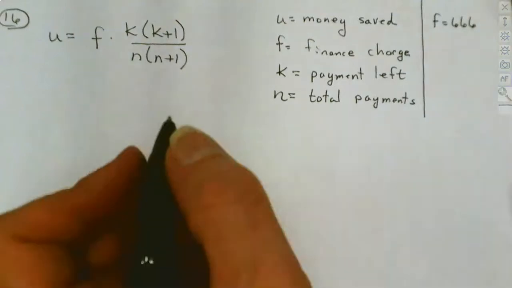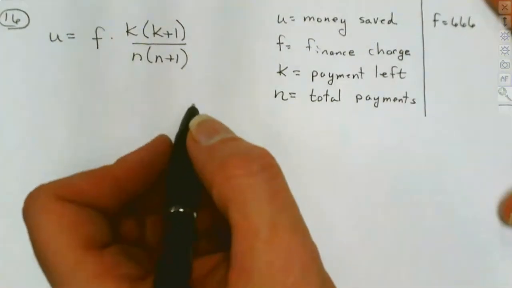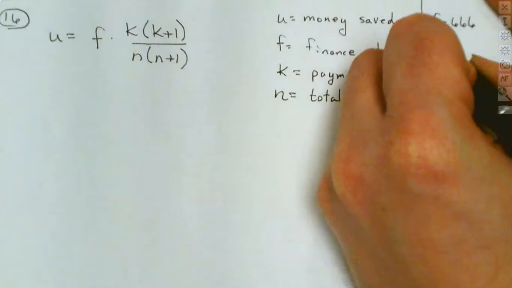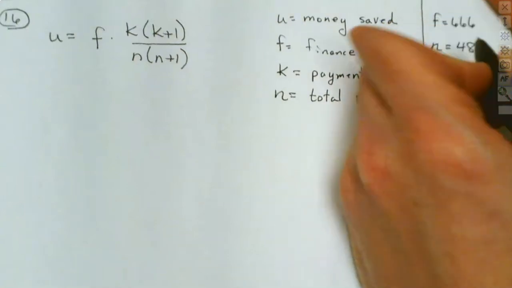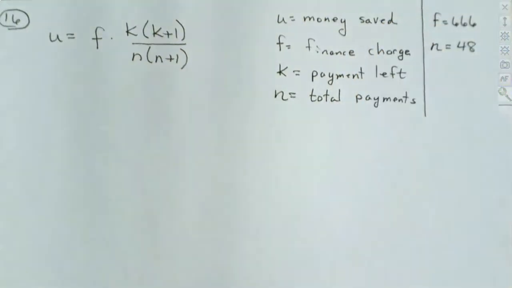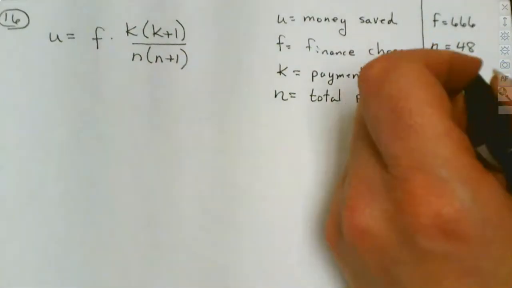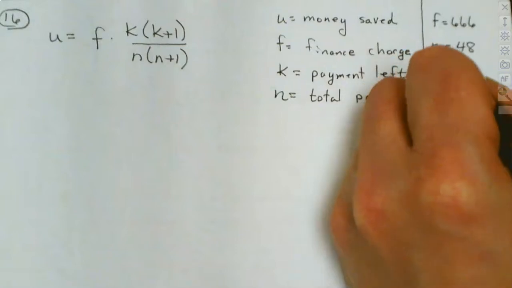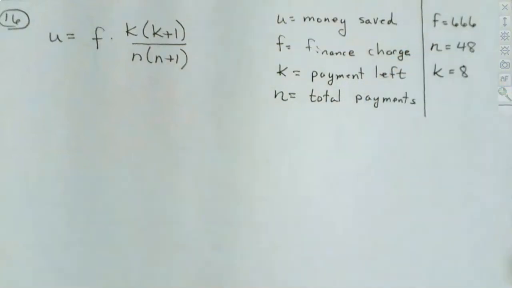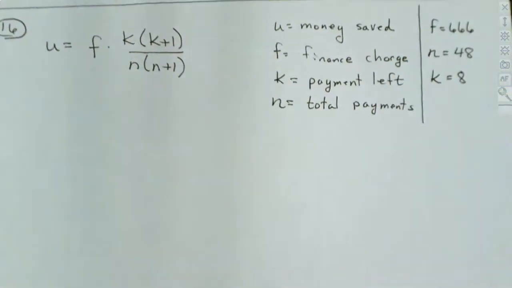There were 48 equal monthly installments. So that's going to be your N. So we're running this for 48 months. And maybe we got our taxes back and we want to pay this loan off. And we have 8 months left. So in this case, K would be 8. So N is the total number of payments. There's 48 monthly payments on this loan. We've got K equals 8. So we have 8 months left on the loan.